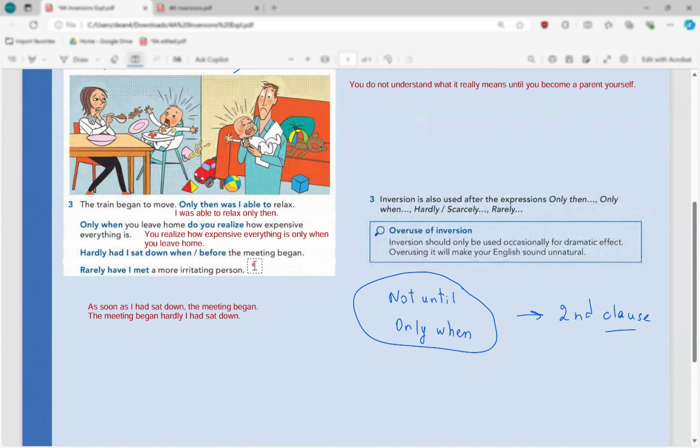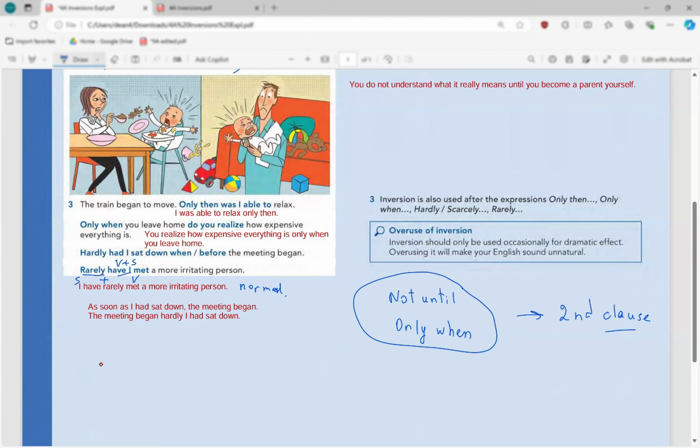Rarely have I met a more irritating person. So I have rarely met a more irritating person. That's a normal structure. How do I know it's normal? Subject and verb, so the subject is coming first. But when I put rarely, then as you can see here, have I. This is an auxiliary verb, and then the subject, I. So the position is changing, guys.